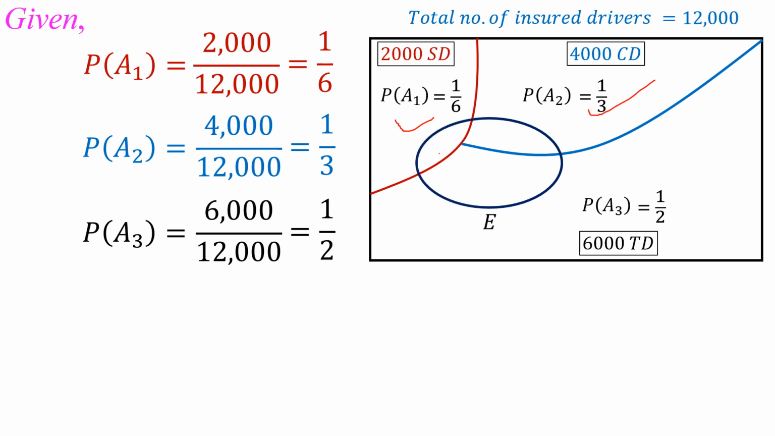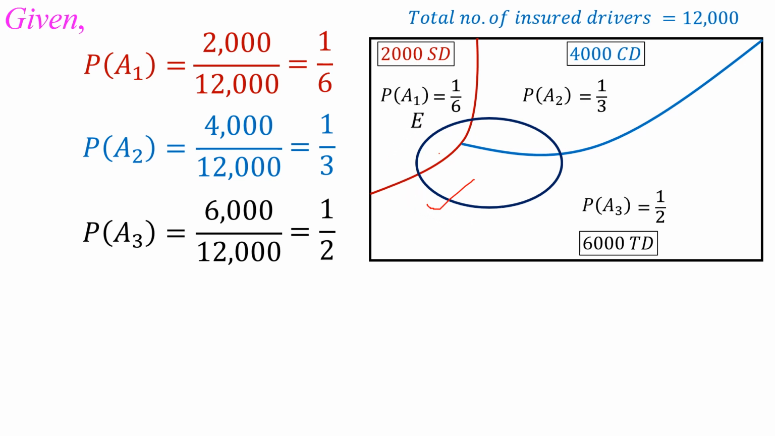And now we can see that there is a circle. We have taken a circle. And now what does this circle mean? Now please understand, this represents the chance of meeting an accident by any one of these three types of drivers. So that means the accident can be made by the truck driver, the scooter driver, and the car driver.